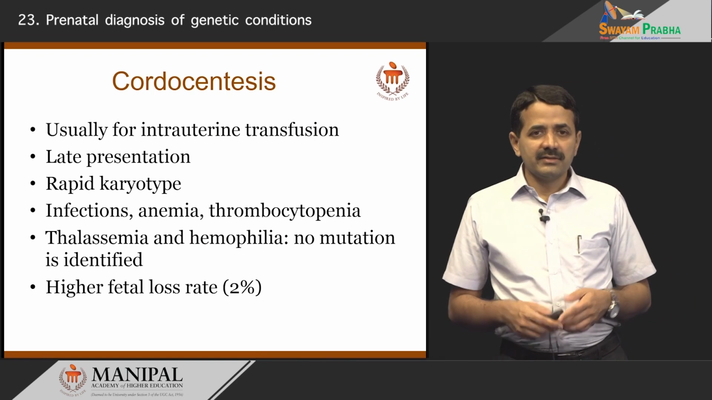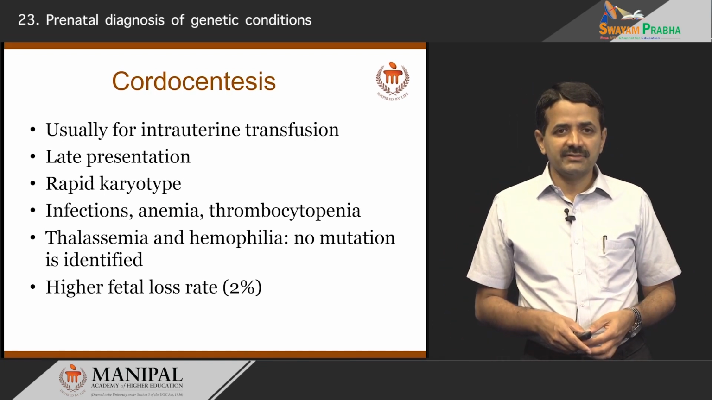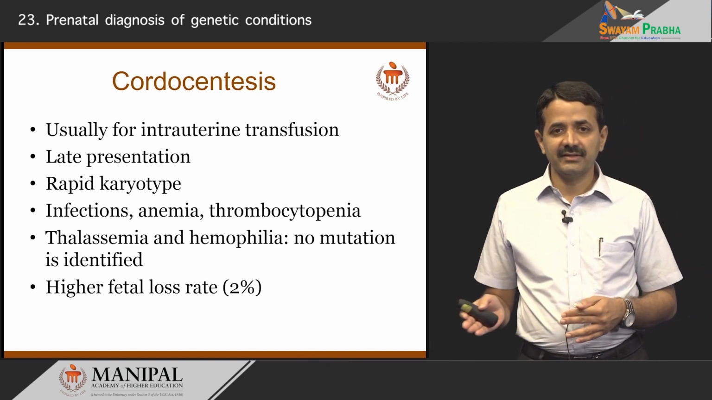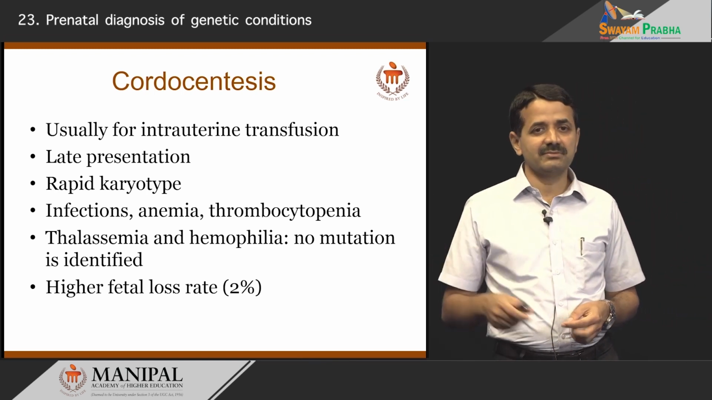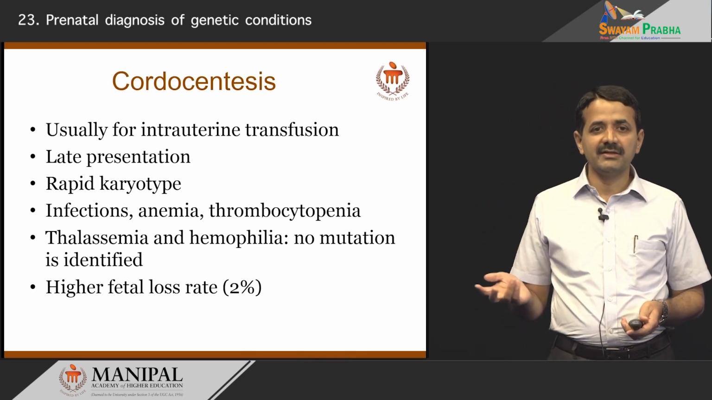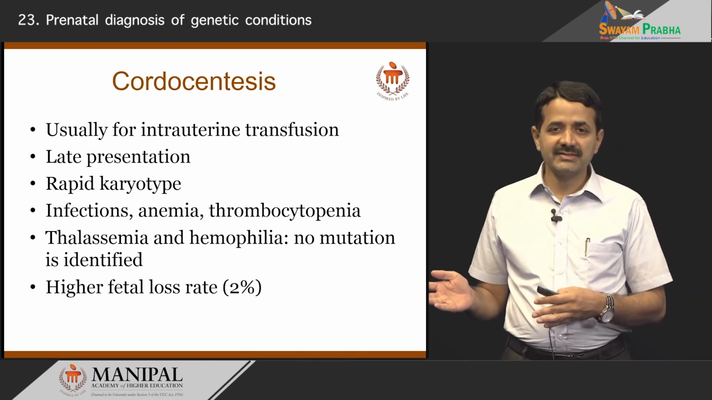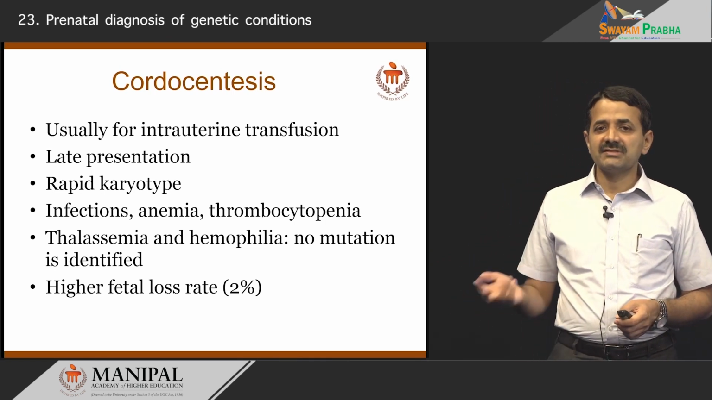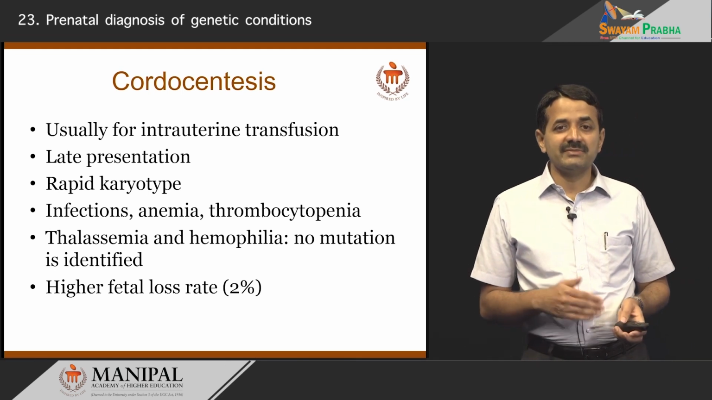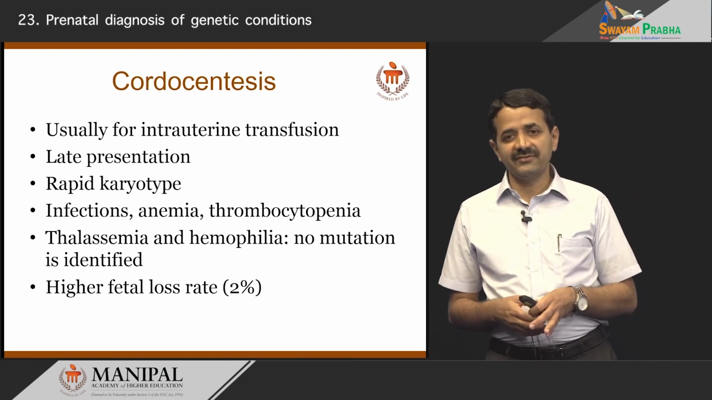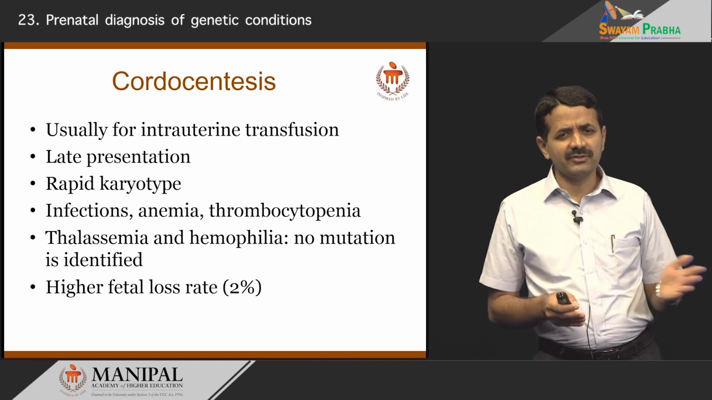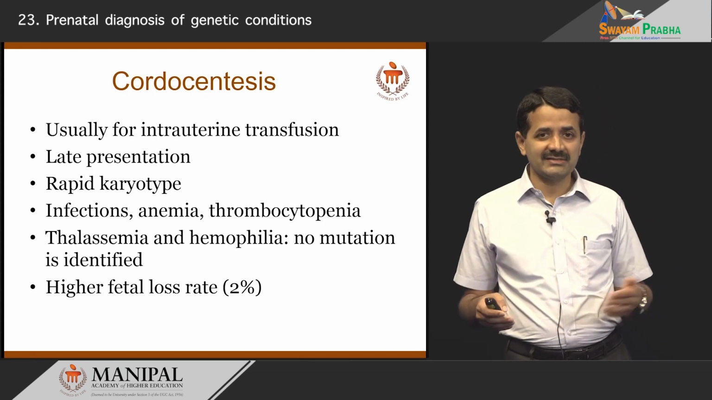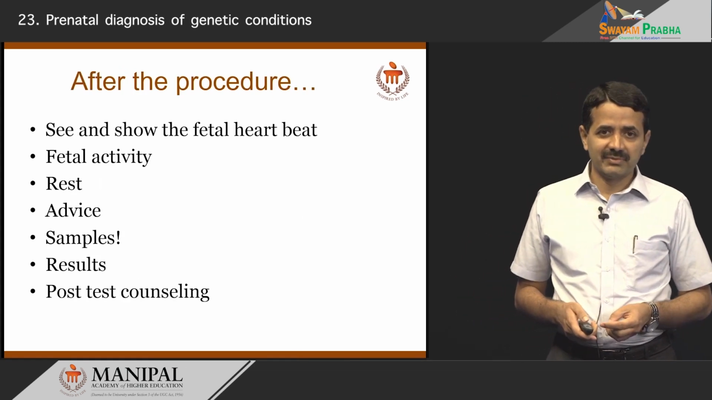Usually it is used nowadays for intrauterine transfusion, usually for people who present late, at 20 weeks or later. It allows rapid karyotyping, because from blood you can do karyotyping quickly, because the cells multiply faster than chorionic villi or amniocytes. We can detect fetal infections, anemia, thrombocytopenia, thalassemia and hemophilia if no mutation is identified. This situation is very rare nowadays, because we identify mutations in most of them. This has a higher fetal loss rate as compared to amniocentesis and chorionic villus sampling.